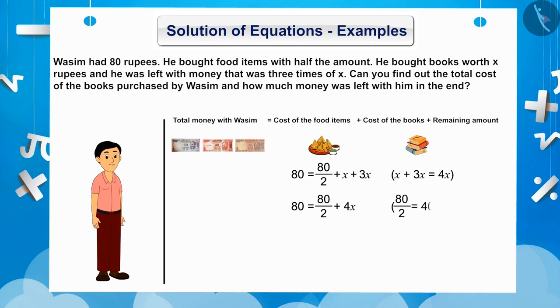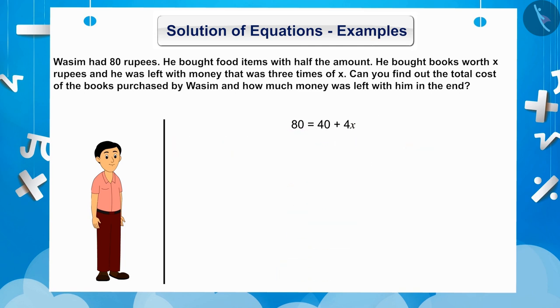Half of 80 is 40. Our equation will be 80 = 40 + 4x. LHS is 80 and RHS is 40 plus 4x. Our variable in this equation is in RHS. Now, in RHS, we only need the term x. So, we will subtract 40 from RHS.